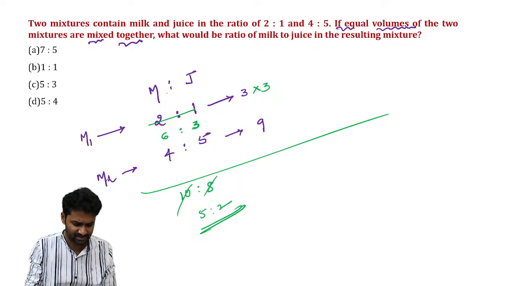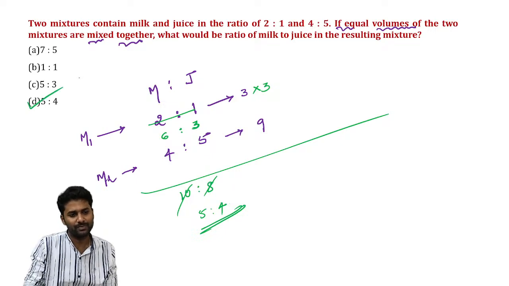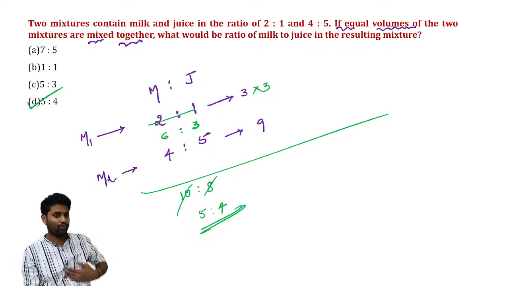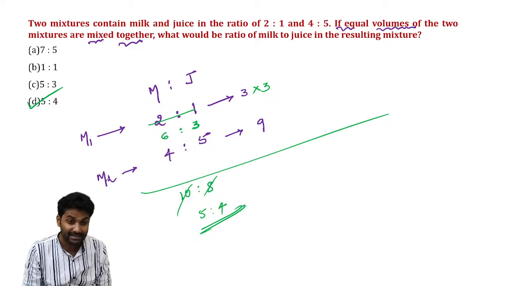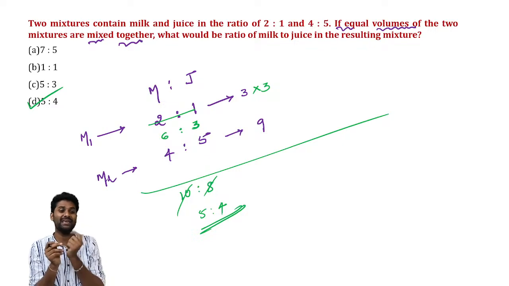Give me a second. Sorry. So 2 into 5, 2 into 4. Then the ratio becomes 5 is to 4. It's in the ratio of 5 is to 4. Is it clear? They clearly mention that it's an equal volume. If you calculate 2 plus 1, it's 3 units, and 4 plus 5 is 9 units. Both are not equal. That's why we have to equate them.